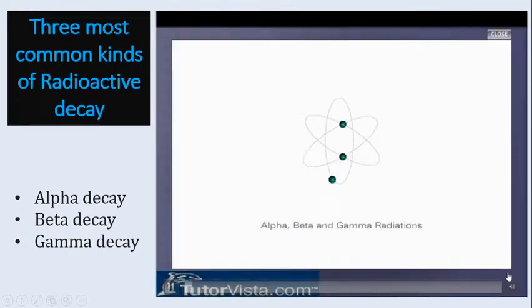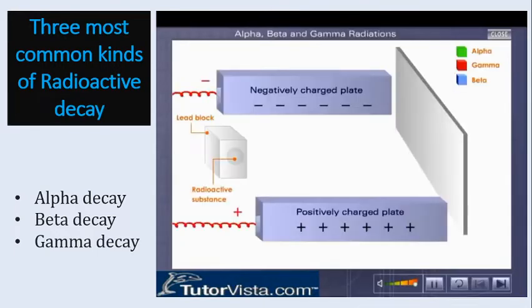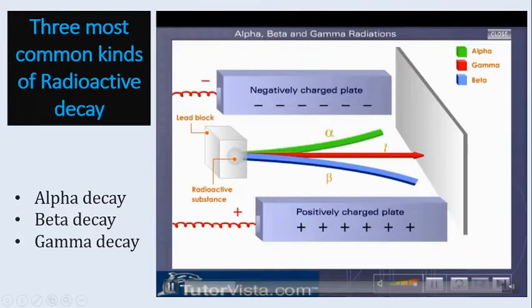Alpha, beta, and gamma radiations. Certain elements exhibit spontaneous emissions of radiations. Such substances are called radioactive substances. Here, one can observe the emission of the 3 major types of rays emanating from a radioactive substance placed inside a lead block.